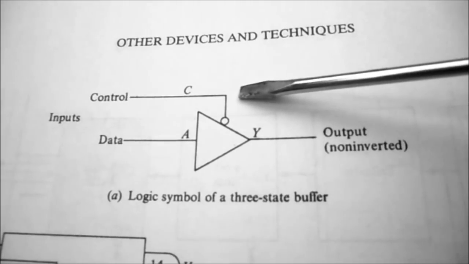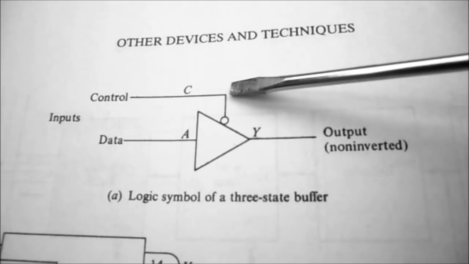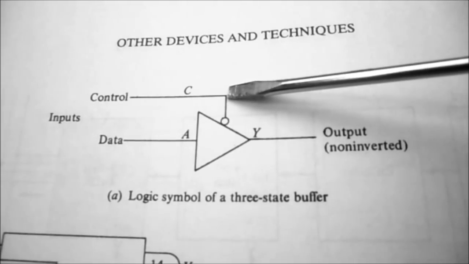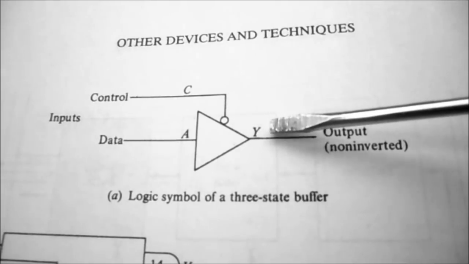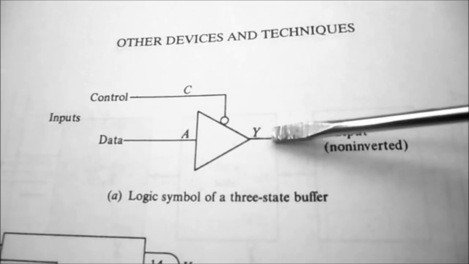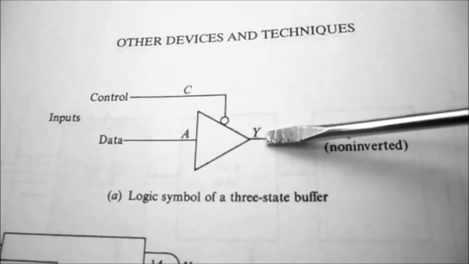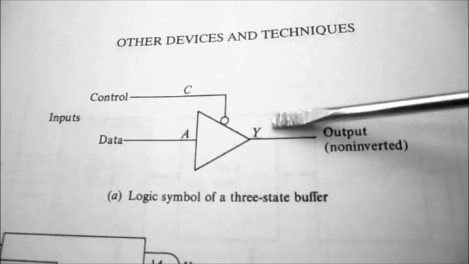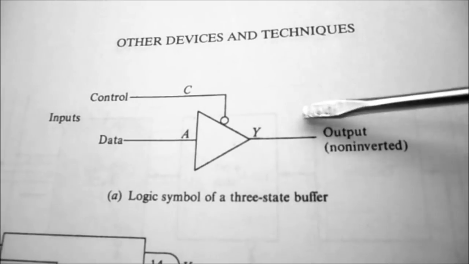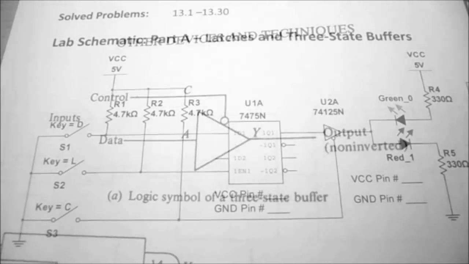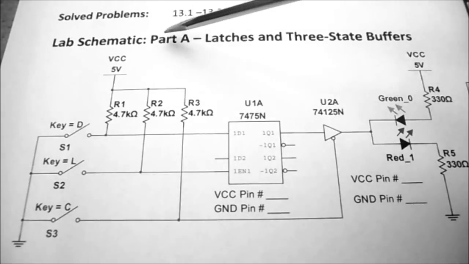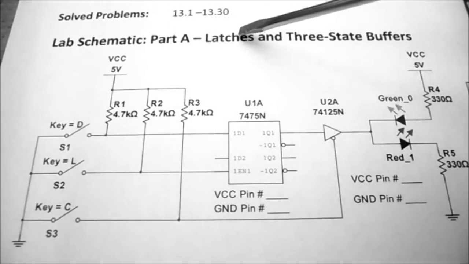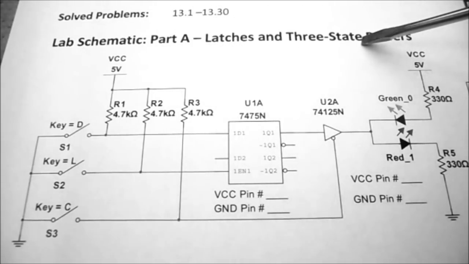Now when the control line goes high, according to the truth table here, we have an output of high impedance or very high resistance. What that means is this circuit is basically disconnected from whatever it was connected to. So looking at our lab schematic for part A, it talks about latches and three-state buffers.